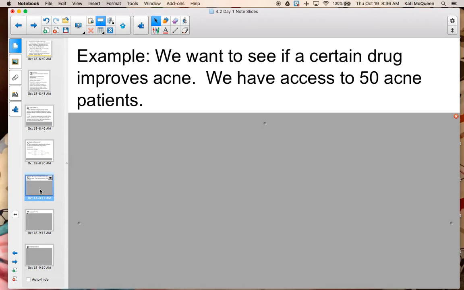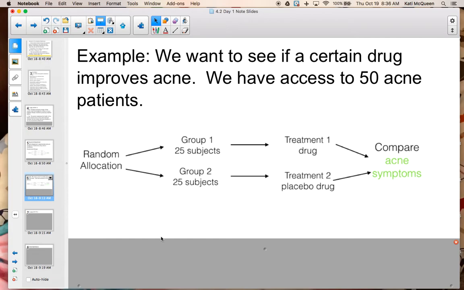So let's think about an example. We want to see if a certain drug improves acne, and we have access to 50 acne patients. I'm just looking at a certain drug. That's one treatment they're giving me. Now I have to have more than one treatment group because I've got to be able to compare something. So I'm thinking 2 groups here. One group for the drug that we're studying, and another that could either get nothing or get a placebo drug. So I'm starting off with random assignment, and from that I'm going to split into 2 groups. And since I had 50 total, I'm going to put 25 subjects in each group.